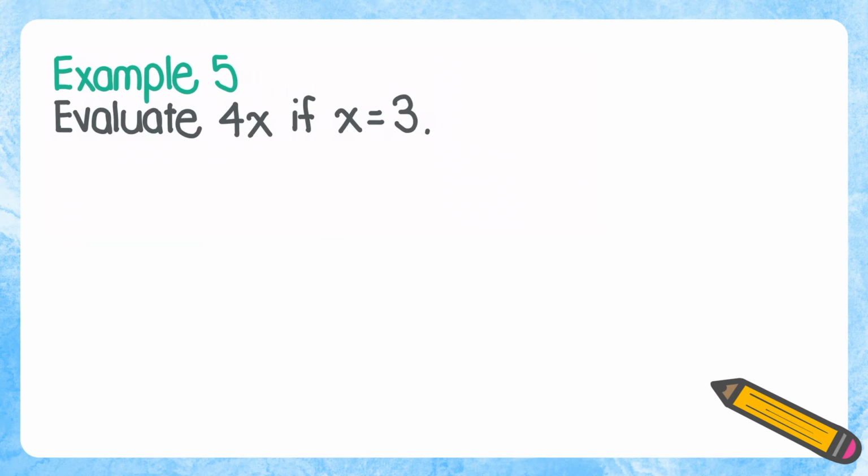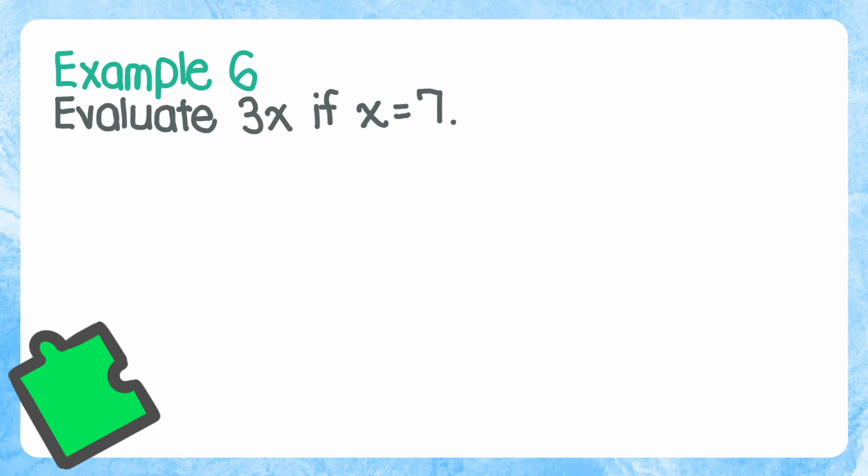In this example, we're going to evaluate 4x if x equals 3. Remember, 4x is just another way of writing 4 times x, so we're multiplying. And since x equals 3, we're replacing the x with 3. And so 4 times 3 equals 12. Our answer here is 12. Please evaluate 3x if x equals 7.